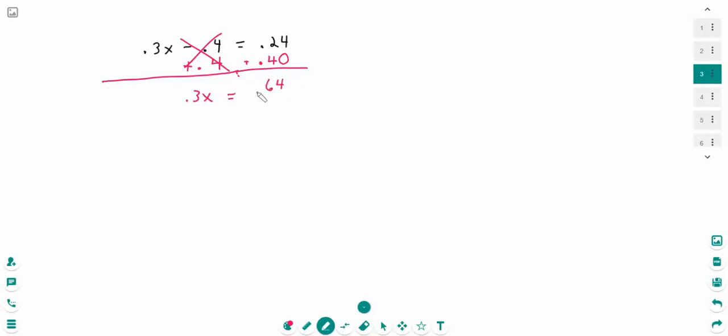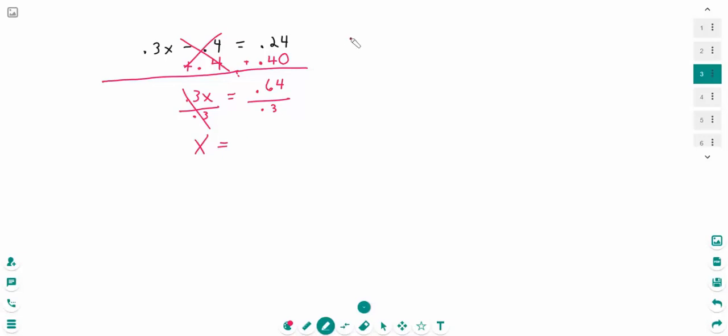4 and 6 and decimal. So I have 0.3x equals 0.64. All right. Now I have to divide by 0.3, right? We need to get rid of that 0.3 coefficient. So these will cross out. We get an x. Now we have to do a little bit of work here maybe.